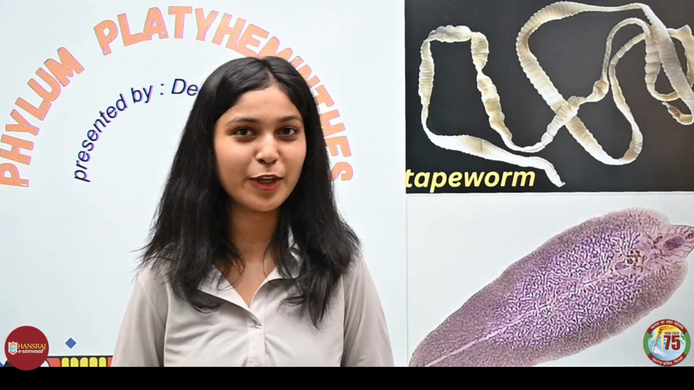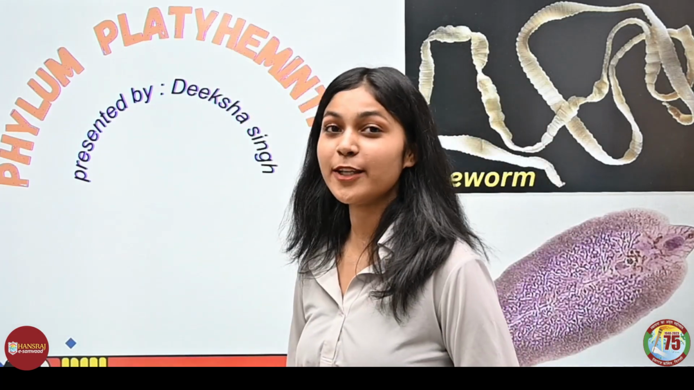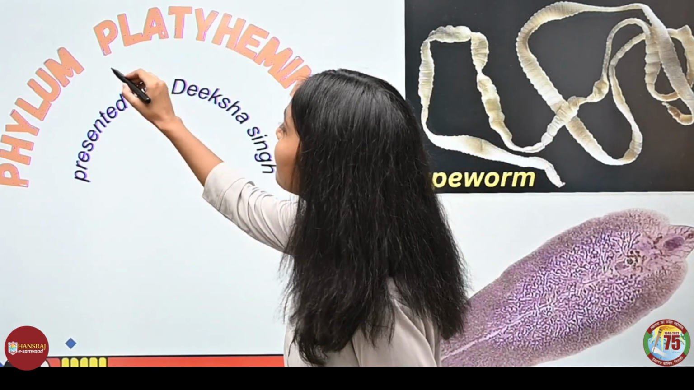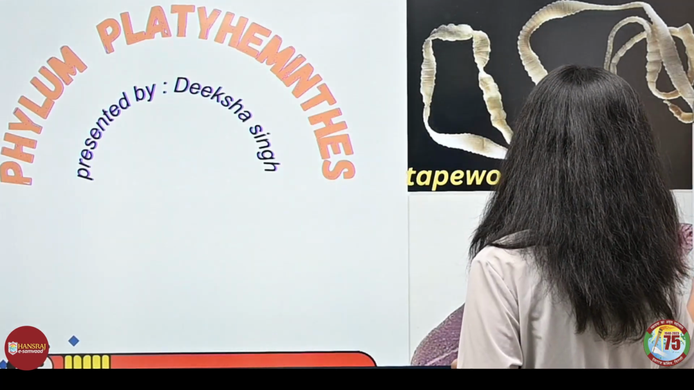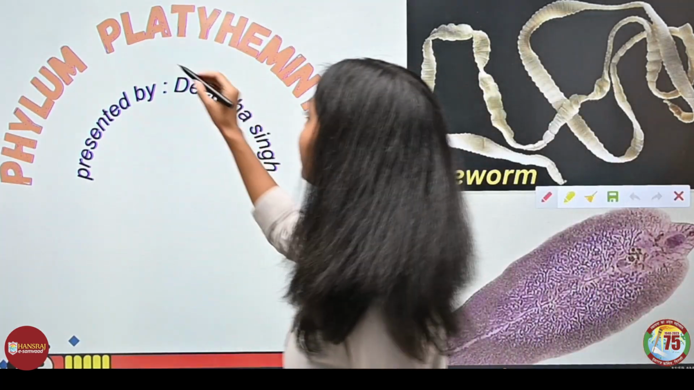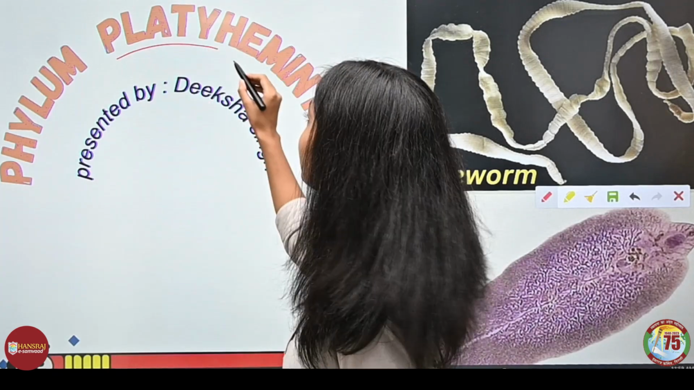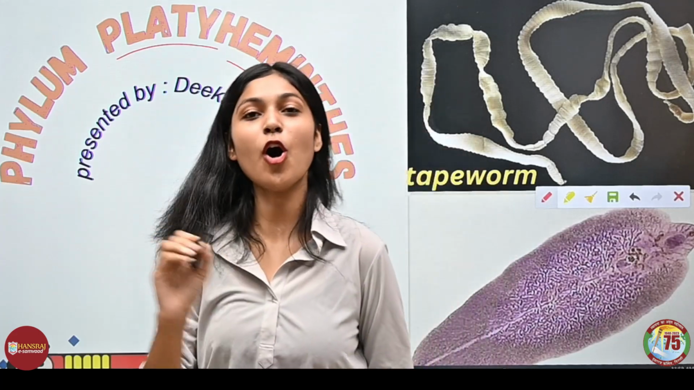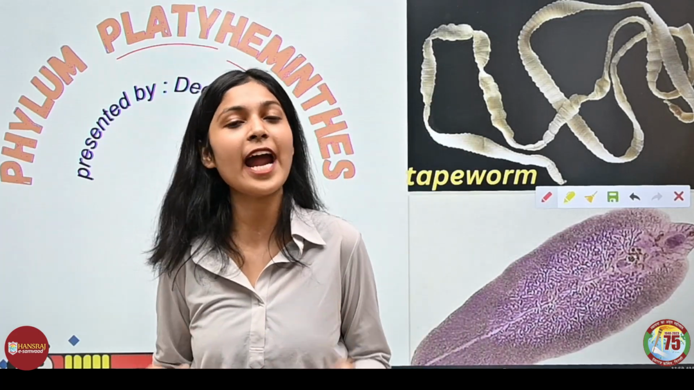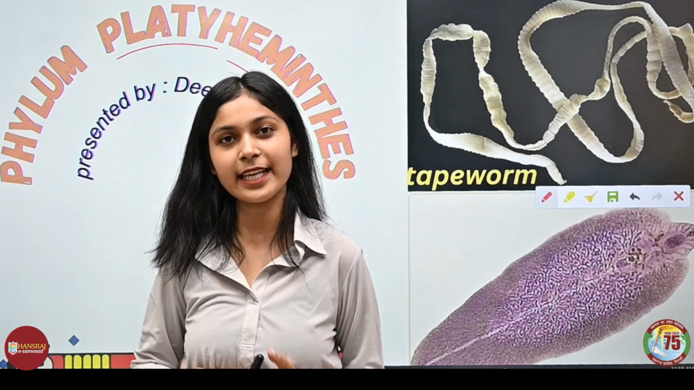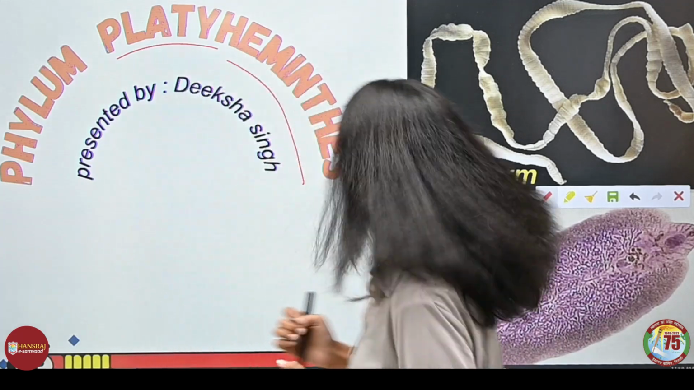So here we go. Now I would like to tell you about the meaning of this Phylum Platyhelminthes. Platy refers to the word flat and helminths to worm. So all those worms which are flat in their shape are categorized under this phylum.